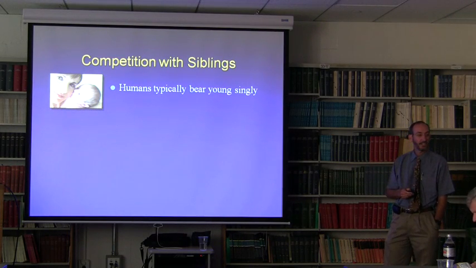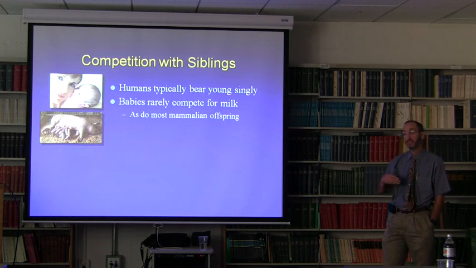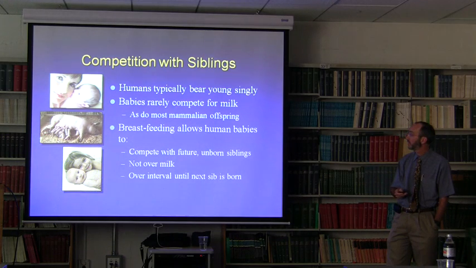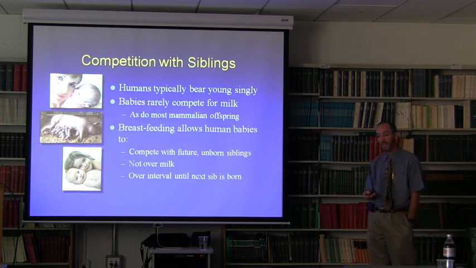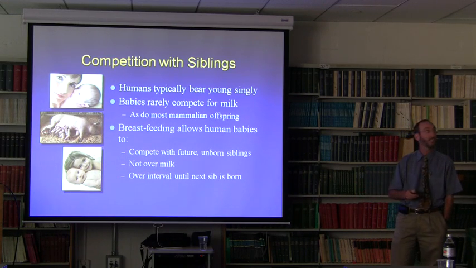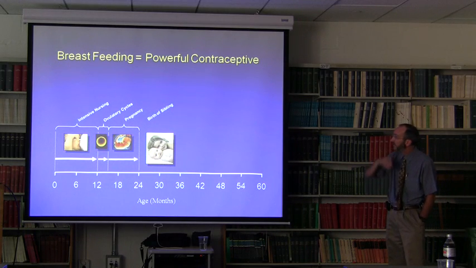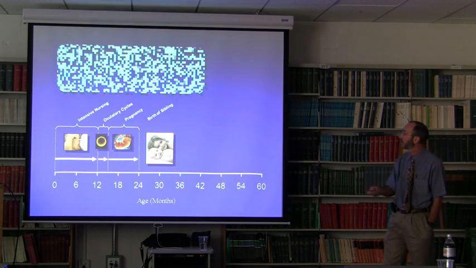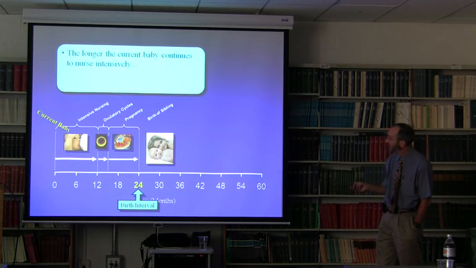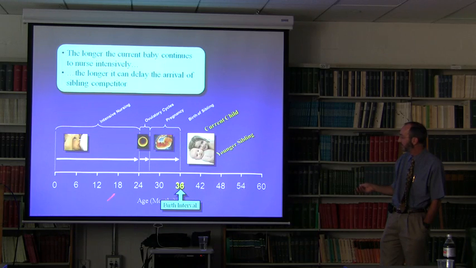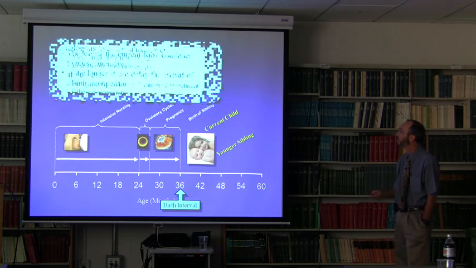Humans typically bear young singly, so babies rarely have to compete for milk with siblings, as most mammalian offspring must do. But breastfeeding allows human babies to compete with future unborn siblings, not over the milk itself, but over the interval until the next sibling is born. This is because intensive breastfeeding is a powerful contraceptive. And the longer the current baby continues to nurse intensively, the longer it can delay the arrival of a sibling competitor.